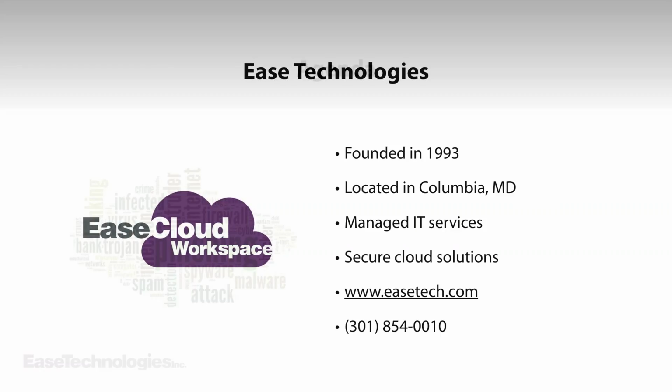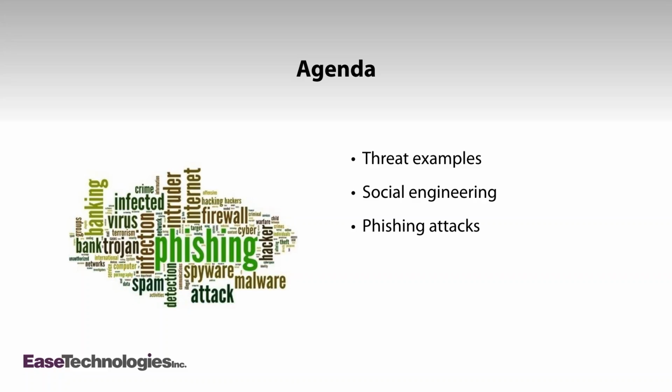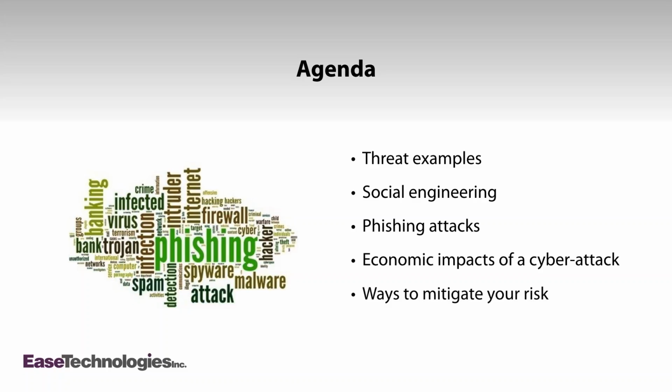So let's get started. On our agenda today, Matt, we're going to cover a few different areas, as the title suggests, of keeping your business secure online. We're going to take a look at threat examples, what is social engineering, some more details about phishing attacks as they relate to small and medium-sized businesses, some of the economic impacts of these cyber attacks, and ways to mitigate your risk. And as mentioned, we have some questions and answers that we'd love to hear from you on, so please, by all means, feel free to direct some to us as well.